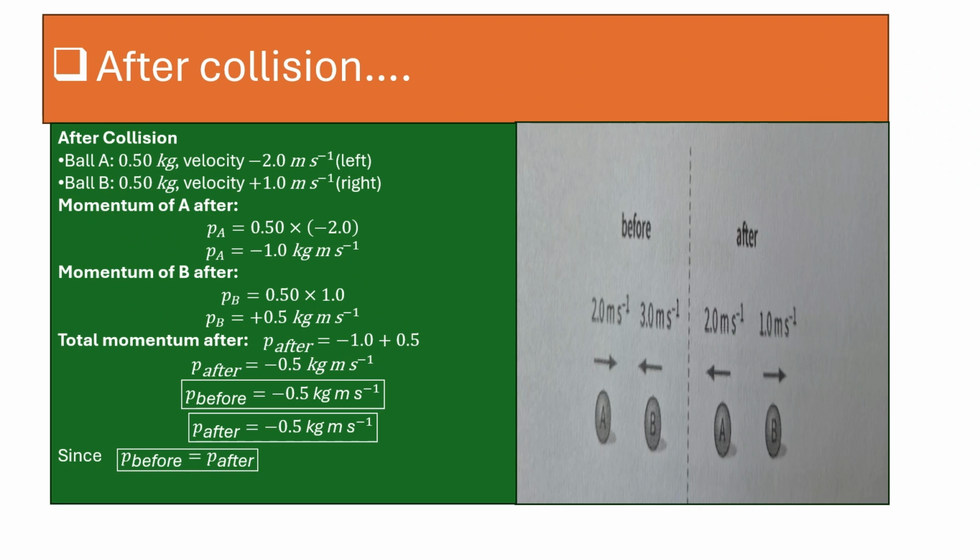So we take it as positive. Momentum of A after and momentum of B after. So once you calculate, students, you will find that both the answers are same. That means initial momentum before is equal to the final momentum. So we got the same number.